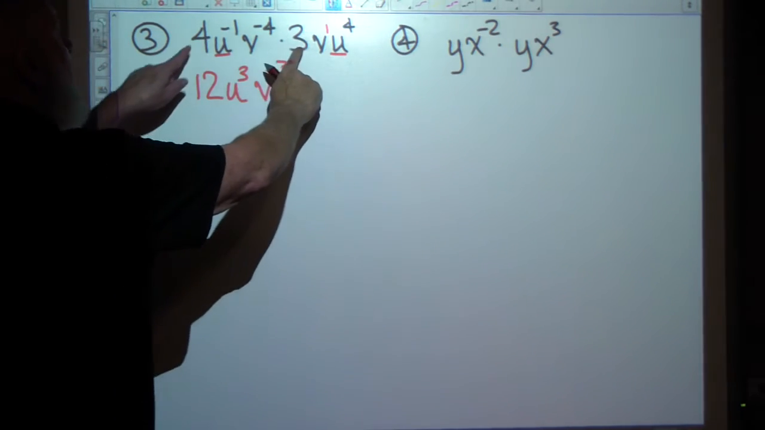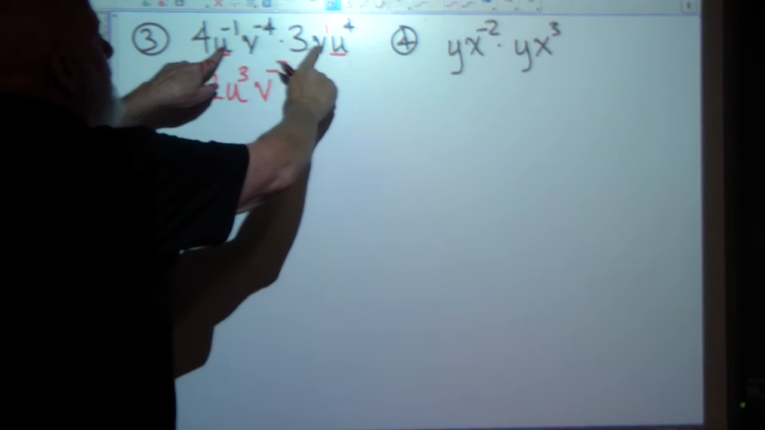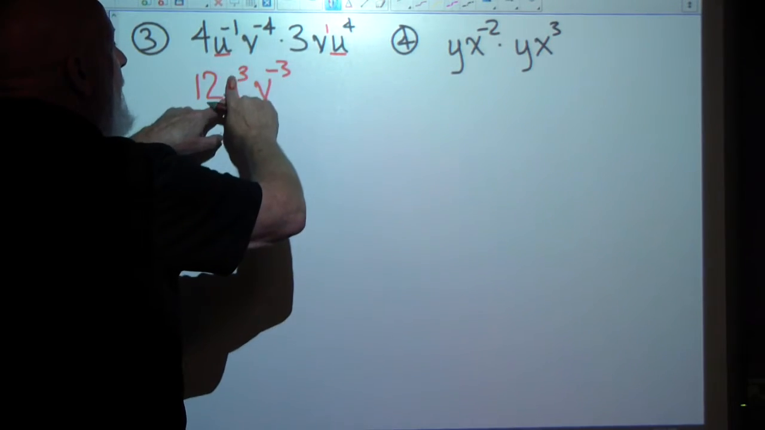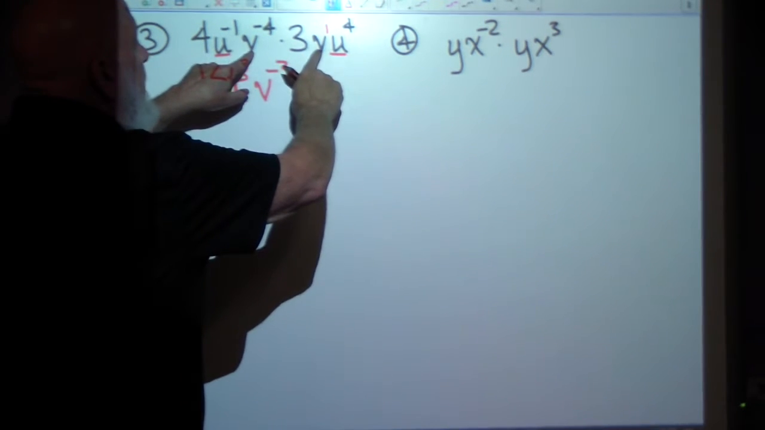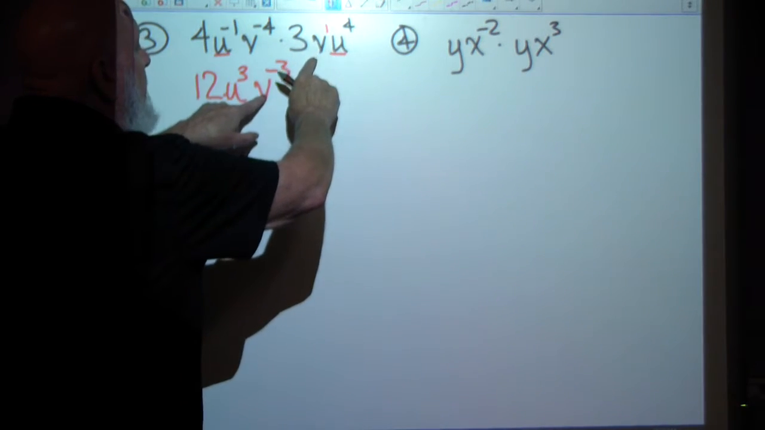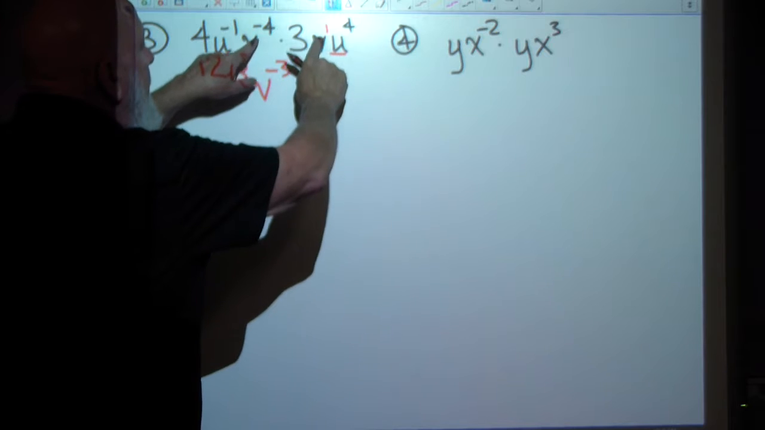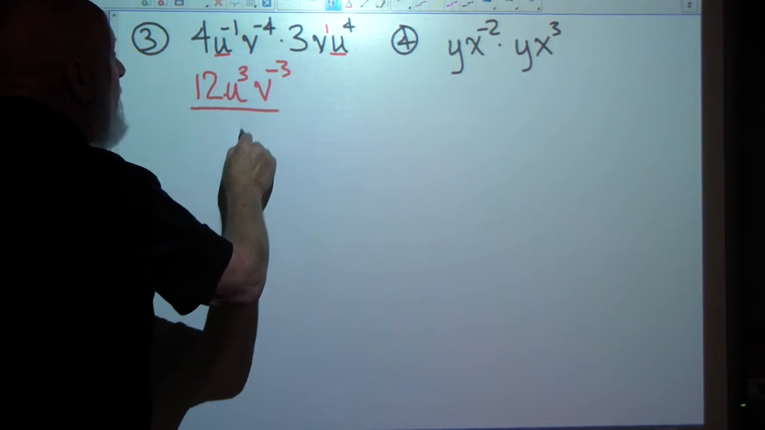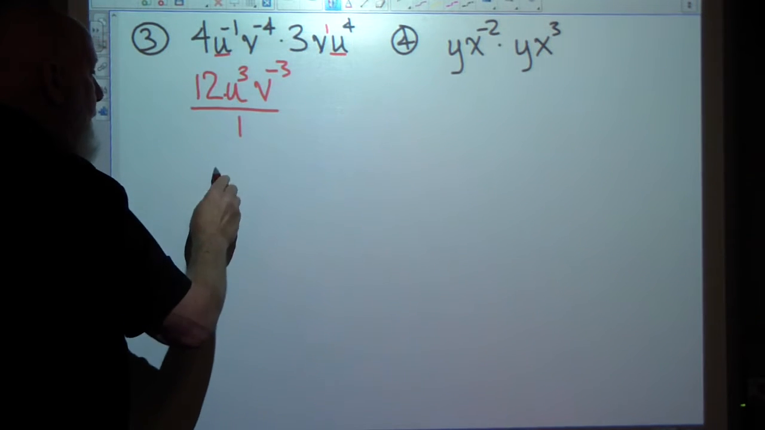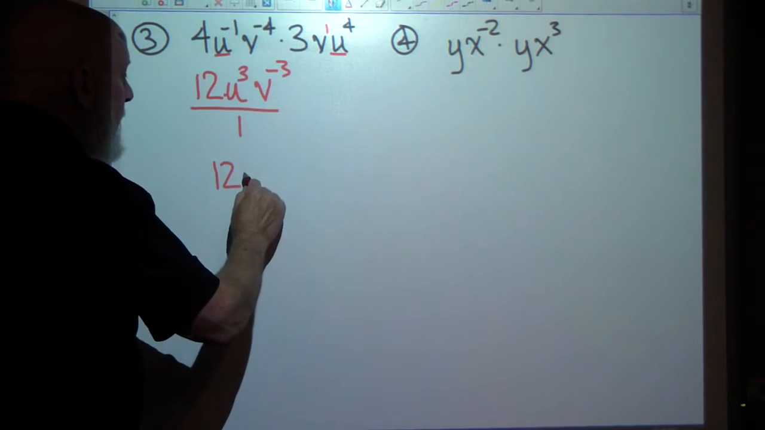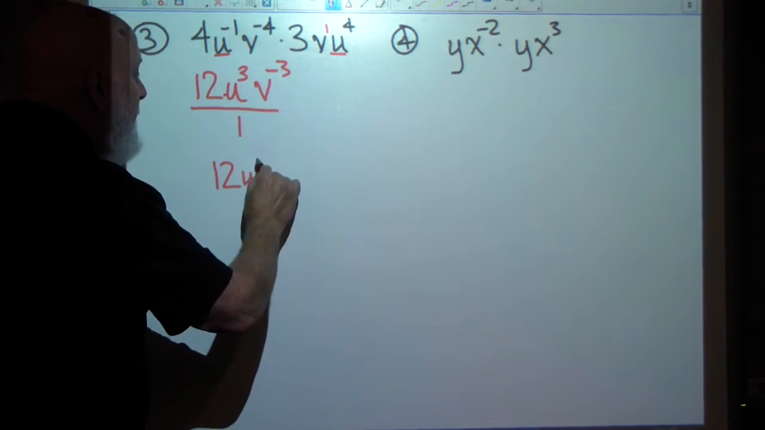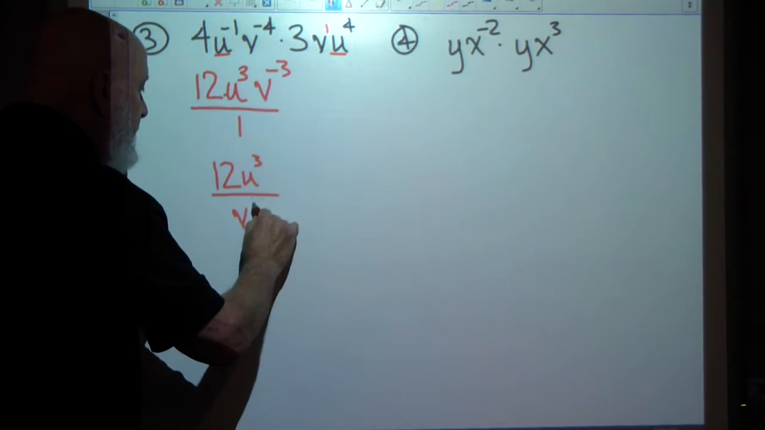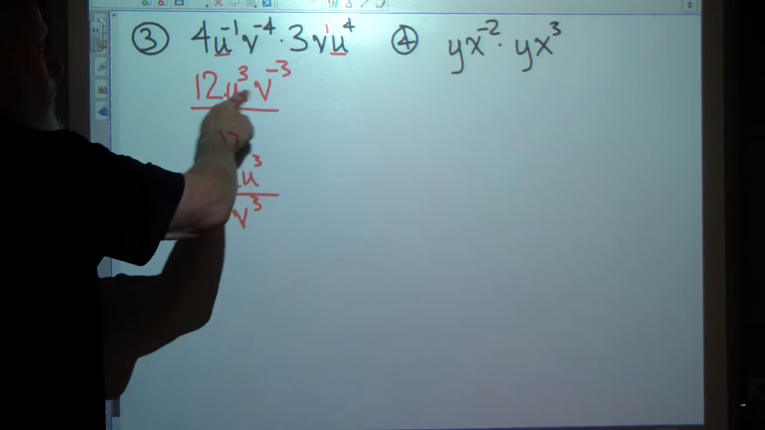Okay, so I've multiplied my coefficients. I multiplied u's and I left the base the same and added my exponents and got 3. Here I was multiplying v's and I left the base the same and added these exponents and got negative 3. Now I'm going to think of this as being over 1 and drop this one down because my instructions say leave your exponents positive. Write your exponents in positive form. So this answer is correct.